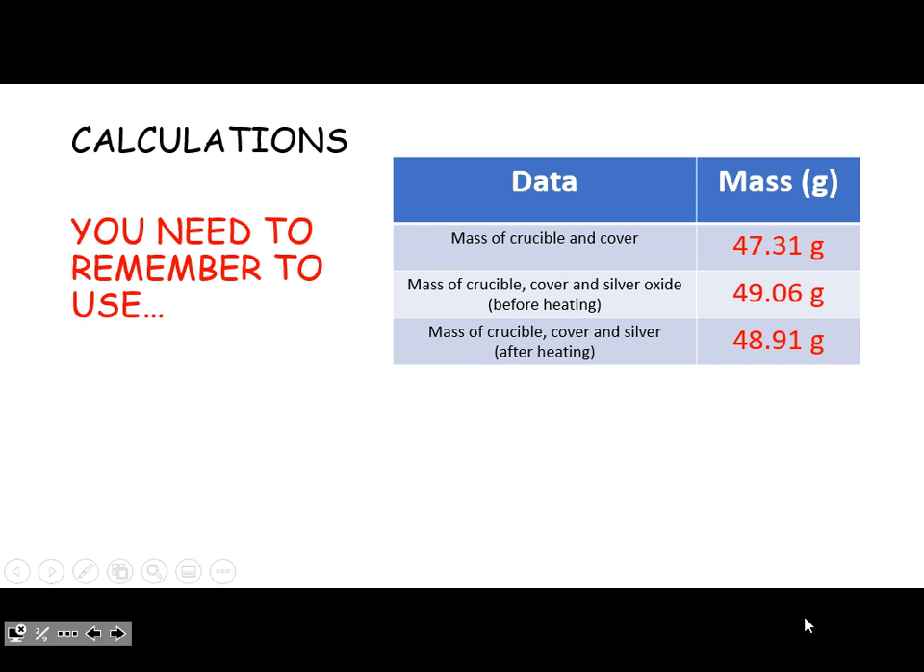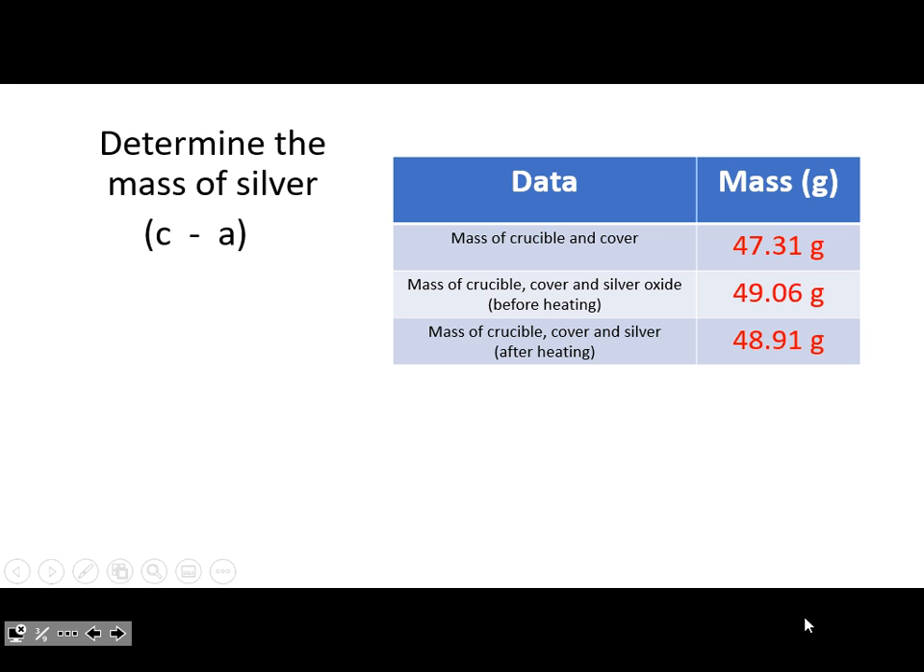So you need to remember to use significant figures. Probably still the biggest problem that we have with calculations is dealing with sig figs. So we need to make sure we're using significant figures. Now, my very first calculation is to determine the mass of silver. So what we need to do, and this says A minus C. What I've done is A, B, and C.